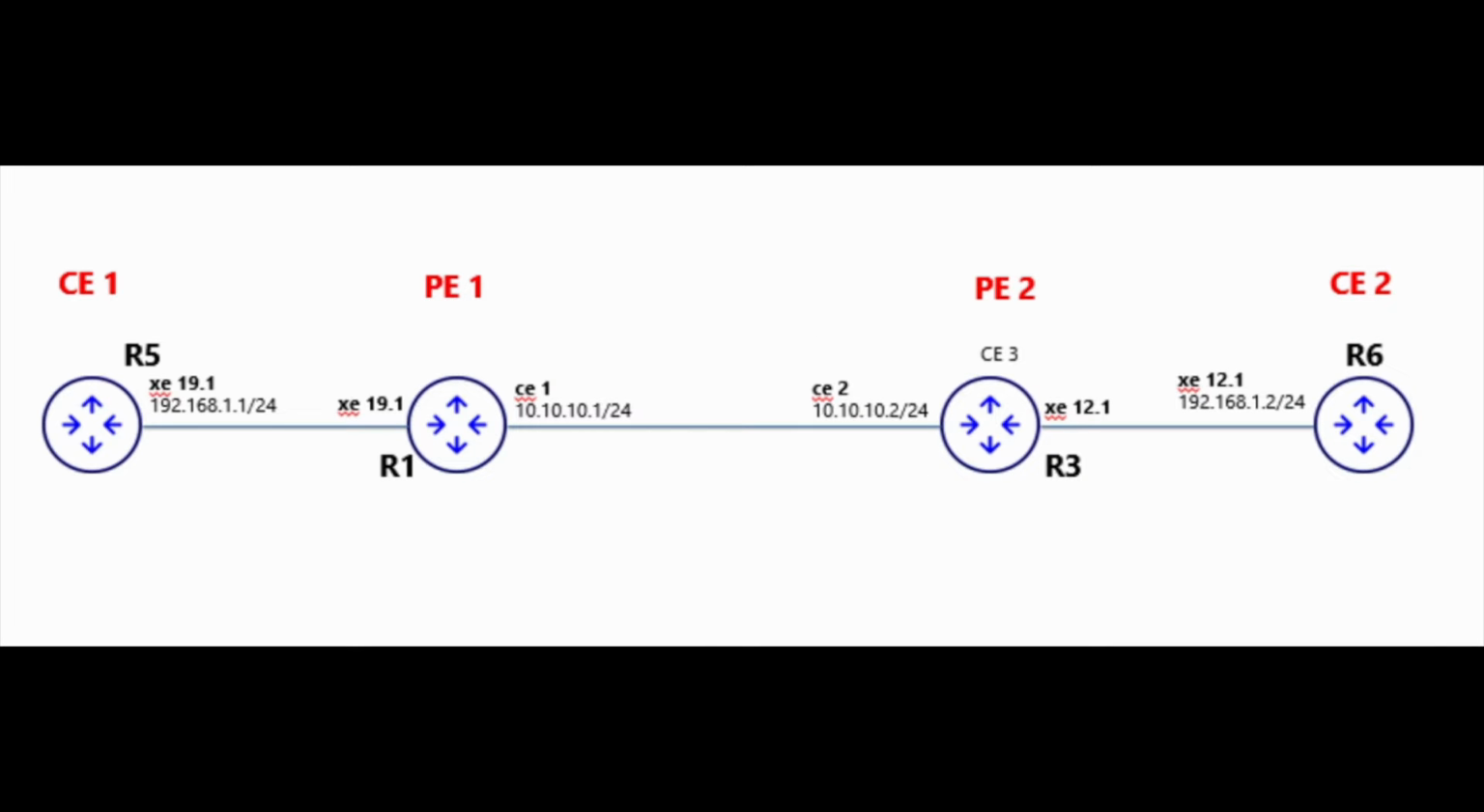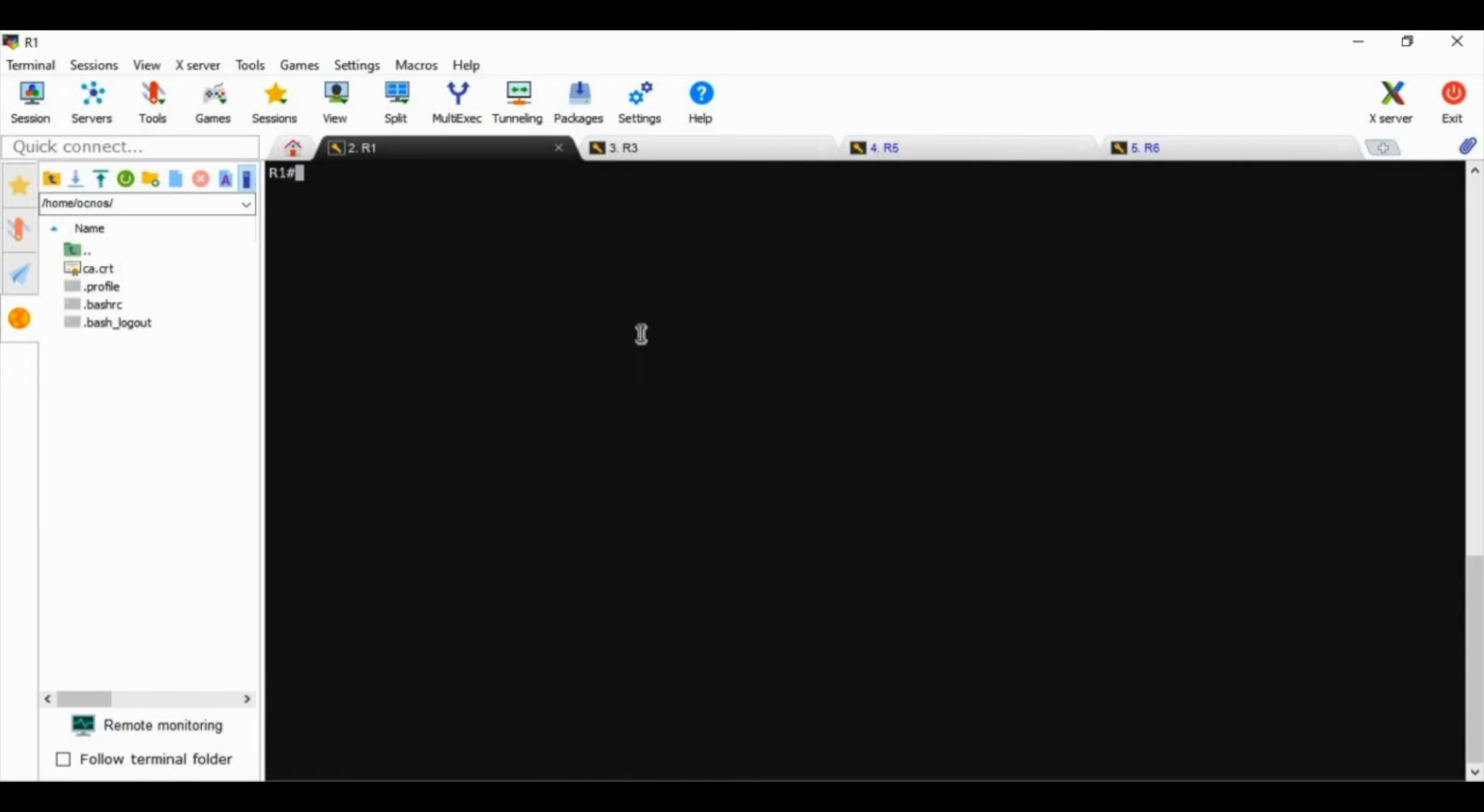This is our topology. As you can see, we have R1 and R3 acting as our PE routers, and R5 and R6 acting as our CE routers. So let's get started. First, we need to configure our IGP, so we will use OSPF here.